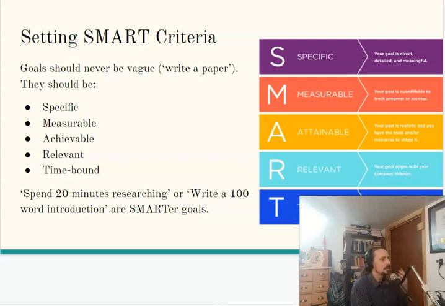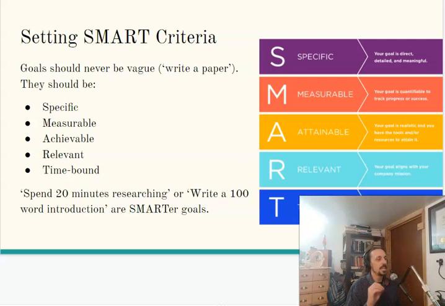So rather than write a paper, which is a vague, bad goal, a SMART goal would be like, I need to spend 20 minutes doing nothing but research. Set a timer, no distractions, no social media, no phone, everything's on mute, no other open tabs. I'm only allowed for 20 minutes to do that.